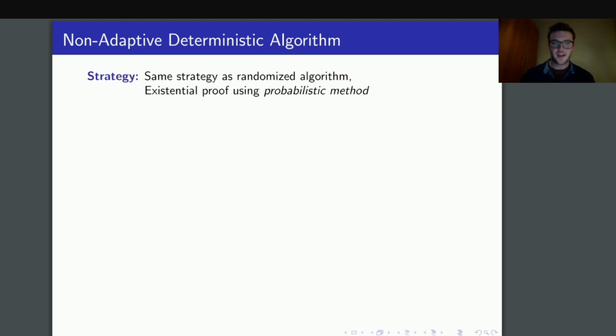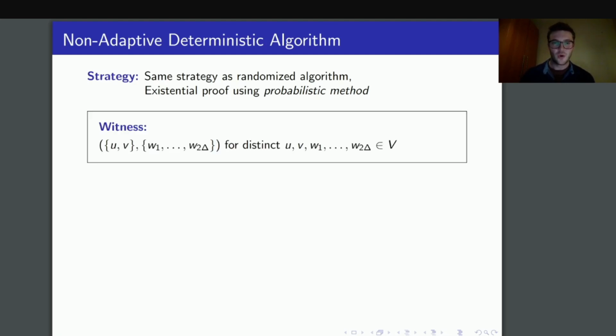To argue that there is a set of queries that a deterministic algorithm could execute to successfully reconstruct a graph exactly, we introduce some helpful definitions. Our first definition is that of a witness. Although we talked about witnesses for our randomized algorithm, it helps to further clarify what we mean in this context. A witness will be the tuple composed of two subsets of vertices, u and v, and distinct vertices w1 up to w2 delta.